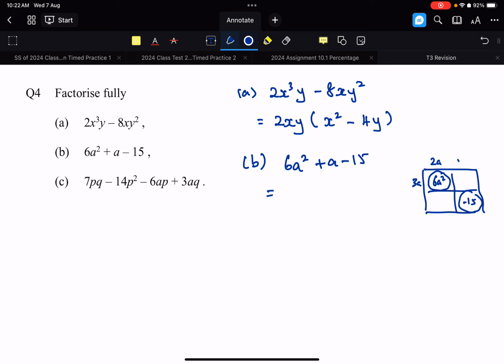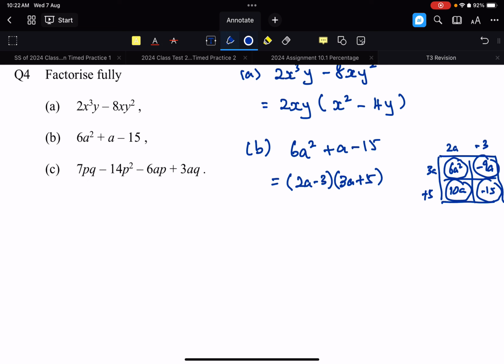So I want a on these two, right? So I have 2a, I have negative 3 here, which gives us negative 9a. If I plug in 5 here, this will give us 10a. So 10a minus 9a gives us a. So this is good. So this will end up with 2a minus 3 times 3a plus 5. Of course, you can use the cross method if you prefer that. Nothing wrong with that. But we have done this many times in class, so I'm confident that most of you will be able to do this.